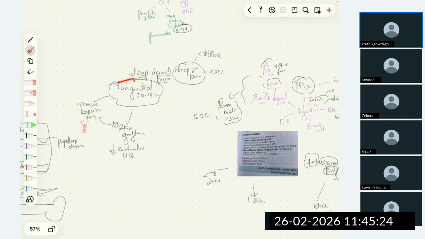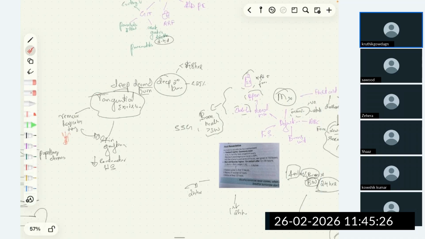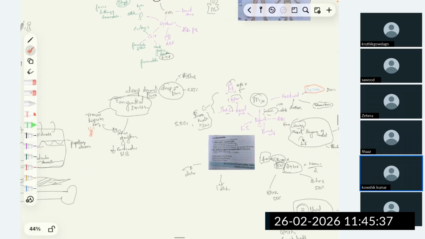Kaushik, understood tangential excision? You can unmute and tell whether you understood tangential excision. Okay, done. Yes, Kritik understood. Okay, thank you.